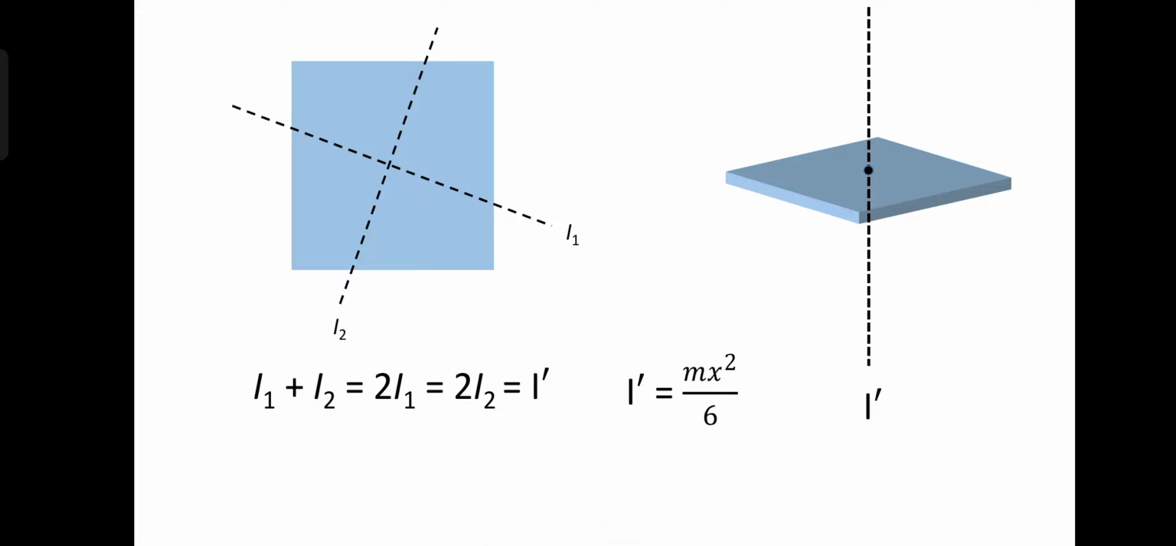So after rearranging the statements we get an important result. Moment of inertia with respect to any axis passing through the center of mass and lying in the plane of the square sheet is mx square by 12.